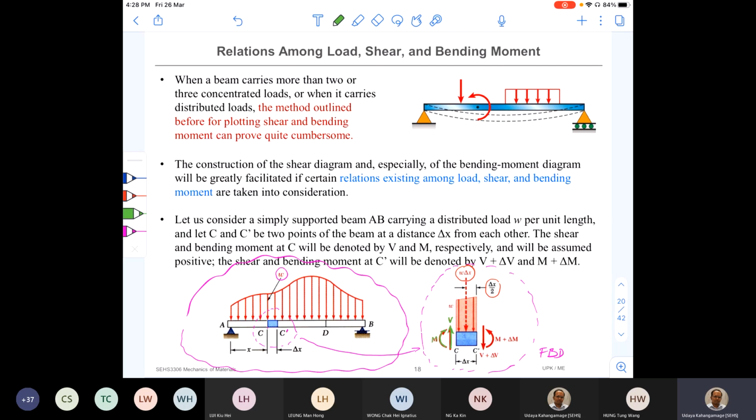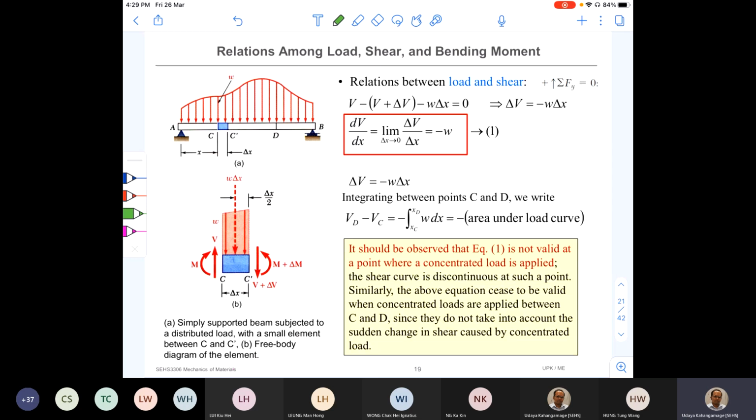Okay, positive sense. And then on the other side, the shear force should be different and the bending moment should be different. So I mark it as V plus delta V, and M plus delta M. So now this small portion C C prime should be in equilibrium, right? So for this portion, we can use our equilibrium equation, and then develop a relationship between the shear force and the applied load. So see how I'm doing that.